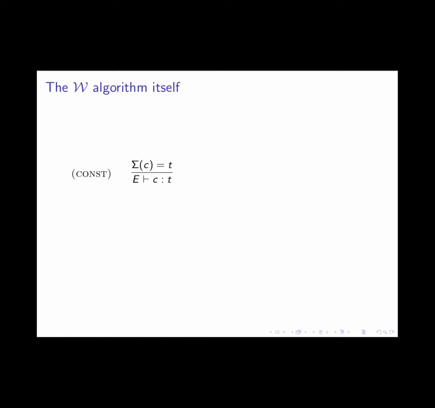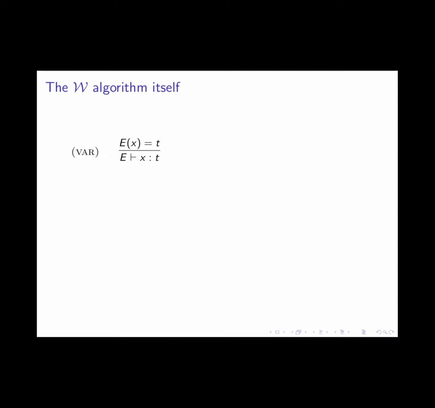First, let's look at the case of the W algorithm where we call it with a constant. When we call the W algorithm with the type environment and a constant, it's really quite simple. To infer a type for the constant, we simply look up the type of the constant in the constant type environment. We simply return the type sigma of C, and the substitution is just the identity substitution. There's nothing more to say.